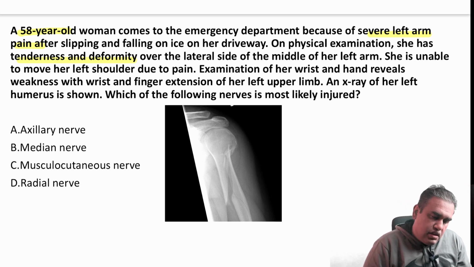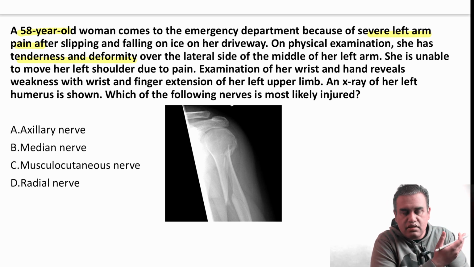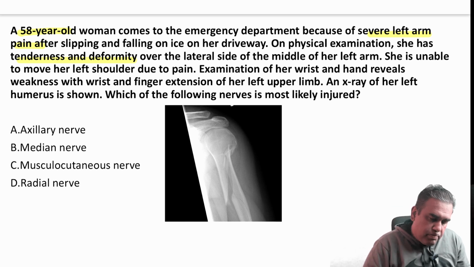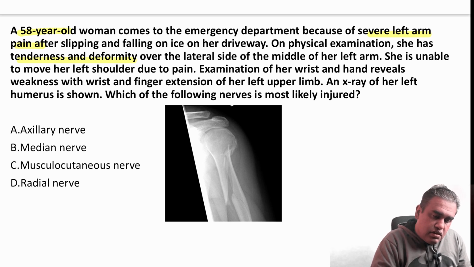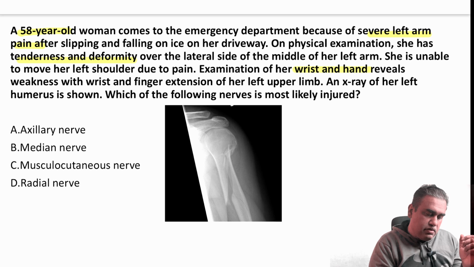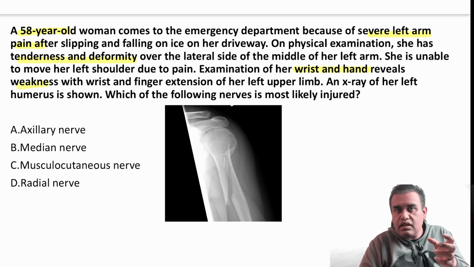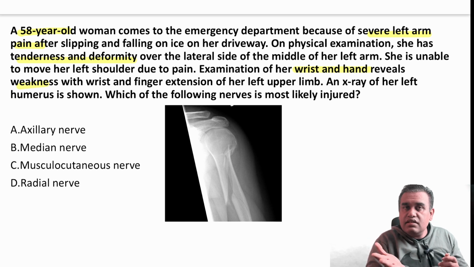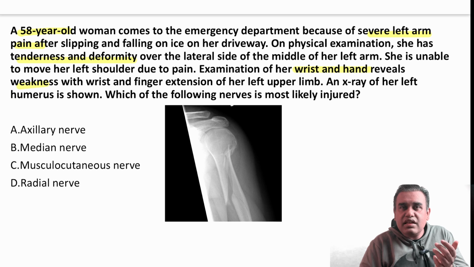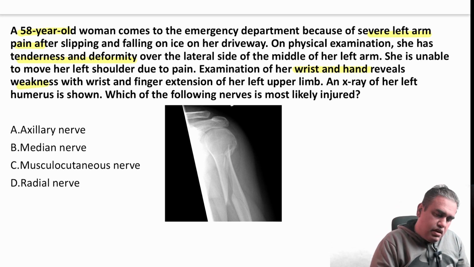Humerus is there. She is unable to move her left shoulder due to pain. Obviously, when there is a deformity, movement will be painful. Examination of the wrist and hand reveals weakness in wrist and finger extension. On the other hand she can easily do it, but on this hand there is some weakness. Power loss is there. An X-ray of her left humerus is shown.